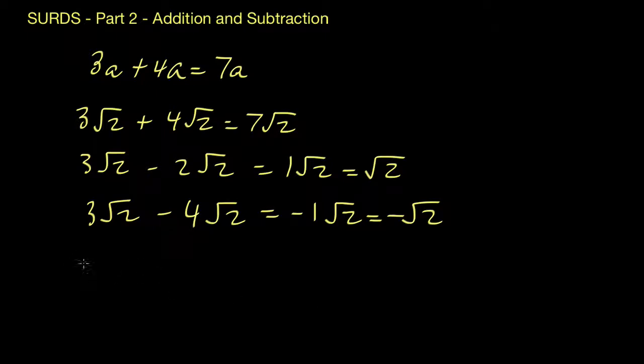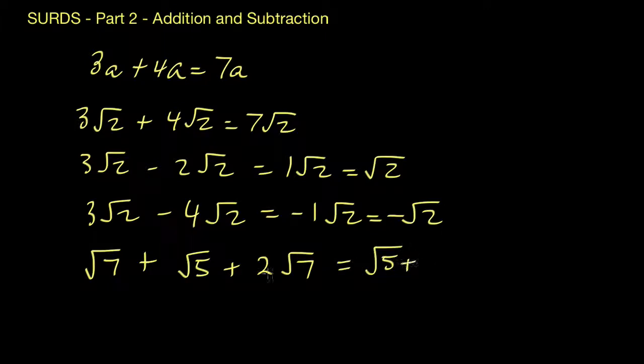Last one we'll look at here is root 7 plus root 5 plus 2 root 7. Okay, so we're looking for like surds. So we're going to have root 7 here plus another 2 root 7. So what you'll have in the end is root 5 plus, we've got 3 root 7.